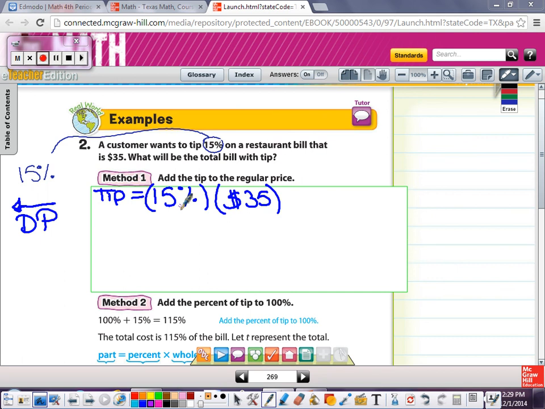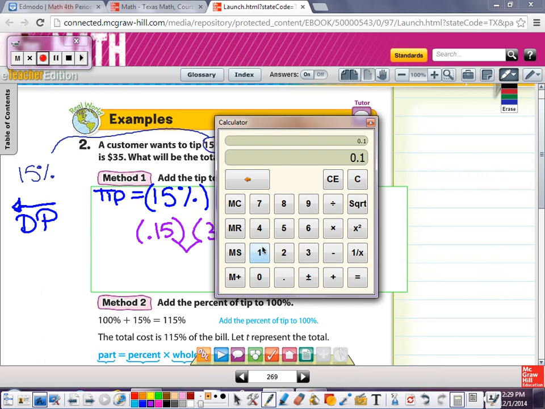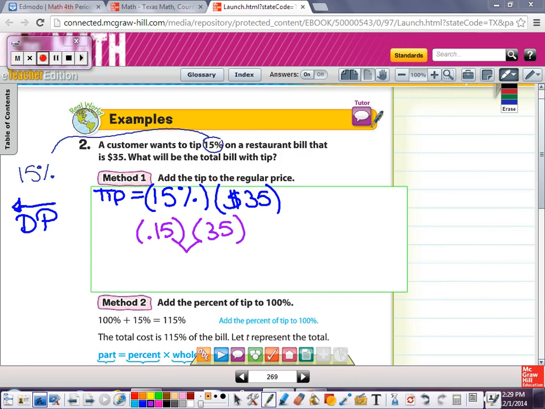So if my decimal point is right here and I move it twice to the left, it's going to go 1, 2, which turns 15% into 0.15. Now I can multiply that number times my amount, which is $35. When I multiply 0.15 times 35, we get an answer of $5.25. This just tells me how much tip I'm going to add.